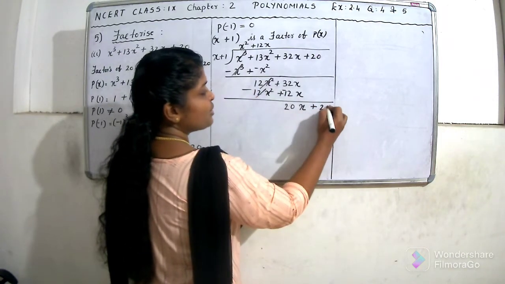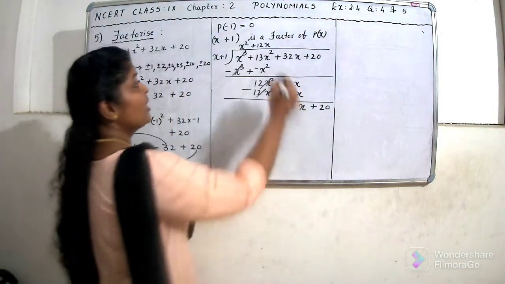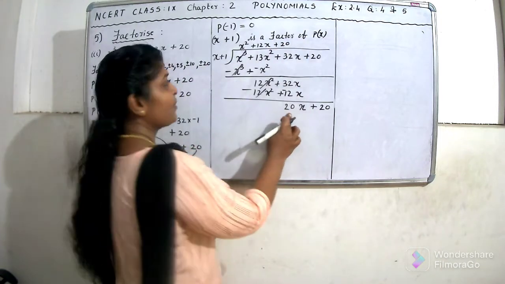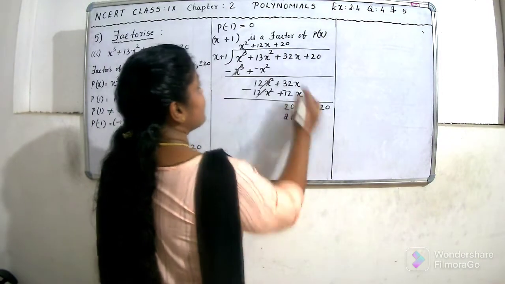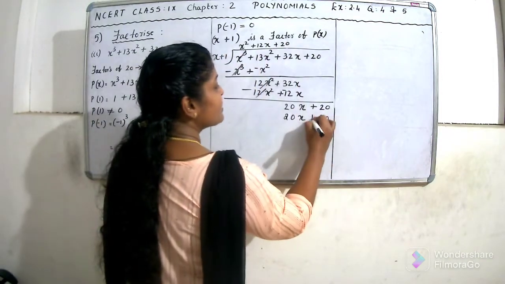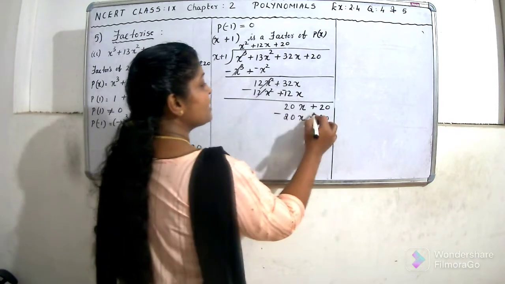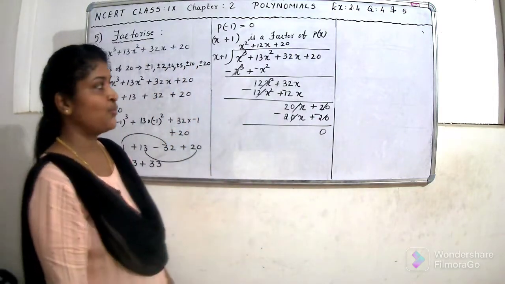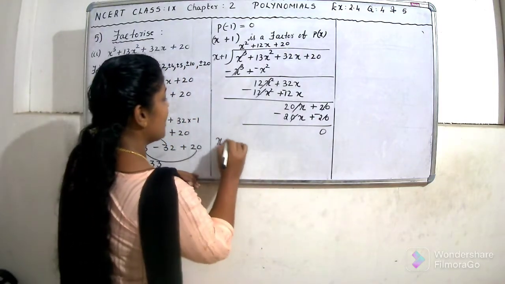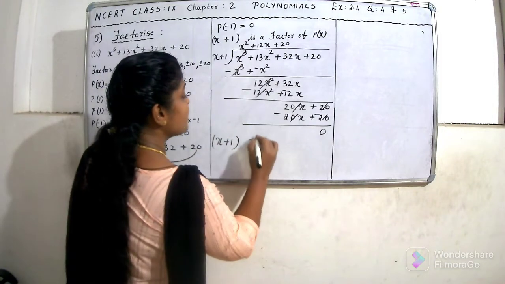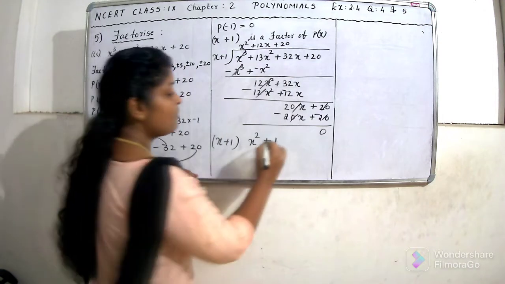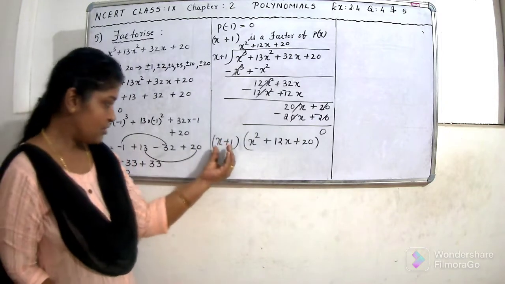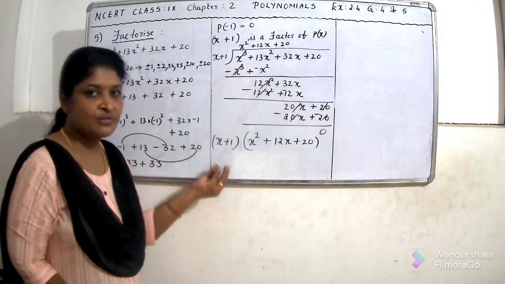Then giving the chance to the next number, that is 20. Now we have to write here 20 because x into 20, that is 20x, and 20 into 1, that is 20, and the sign is positive. Subtraction, signs are changing, elimination. So here the remainder is 0. Okay, so which are the two factors? x plus 1, first factor. Second factor, x square plus 12x plus 20.